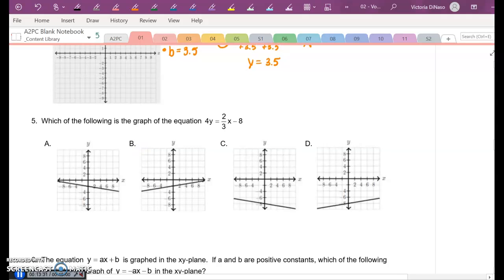Number 5, which of the following graphs is the equation of 4y equals 2/3 x minus 8. So if you see, for this particular problem, we have 2/3 right here, and that is a positive slope. Even when we move this 4 to the other side, it's still going to remain positive because 4 is a positive. Alright, so this is also going to remain positive, so I can go ahead and cross off A, and I can also cross off C, because both of those have negative slopes.